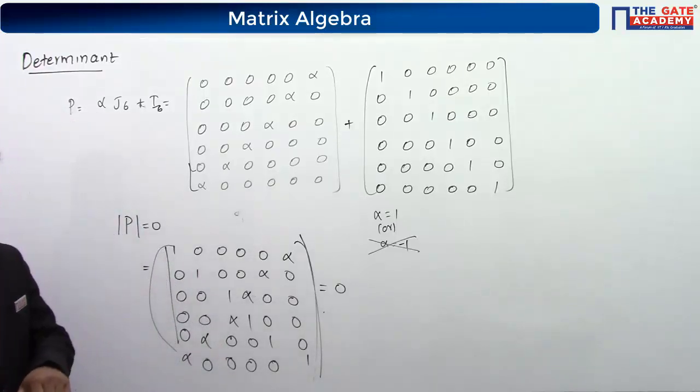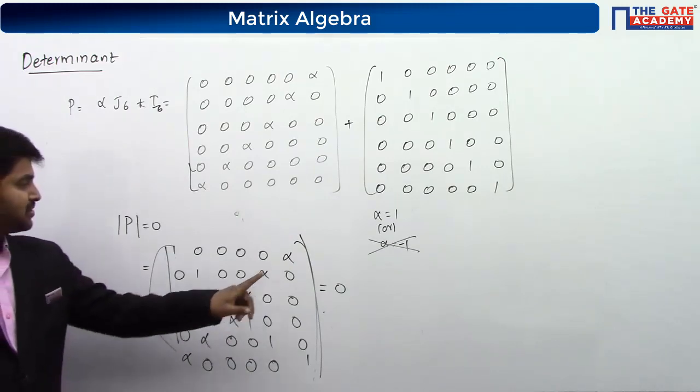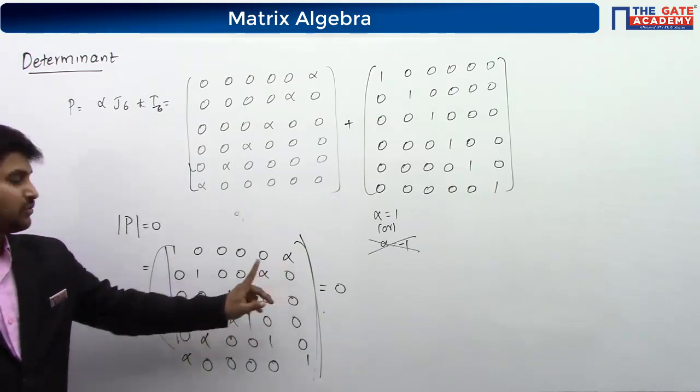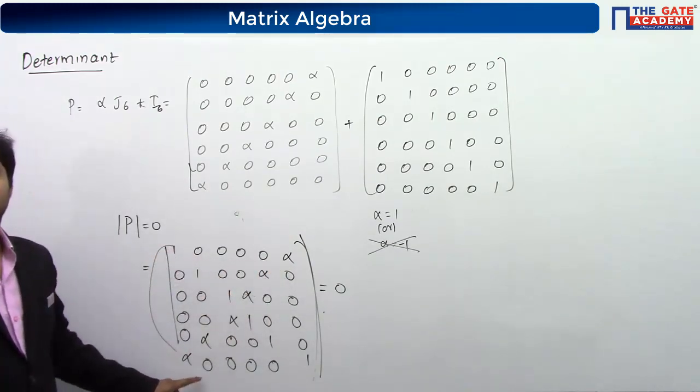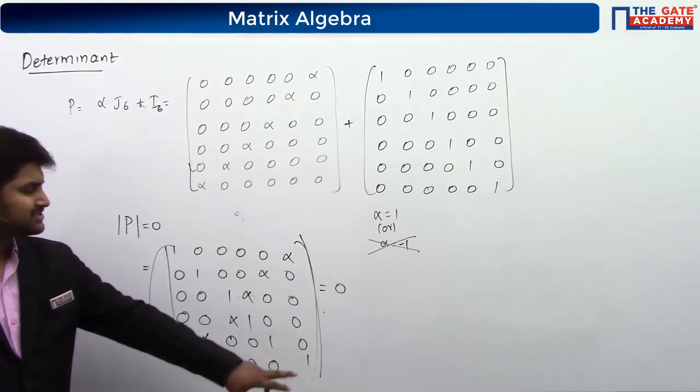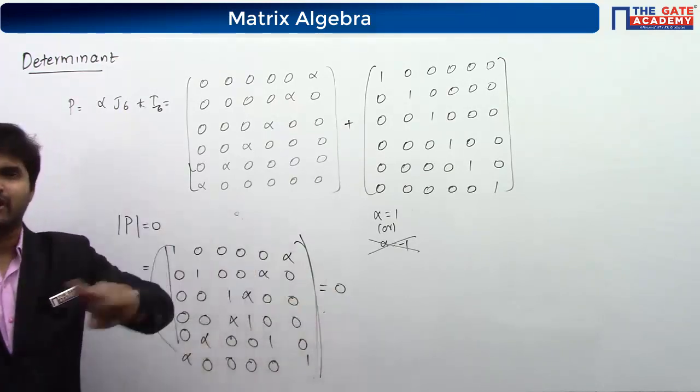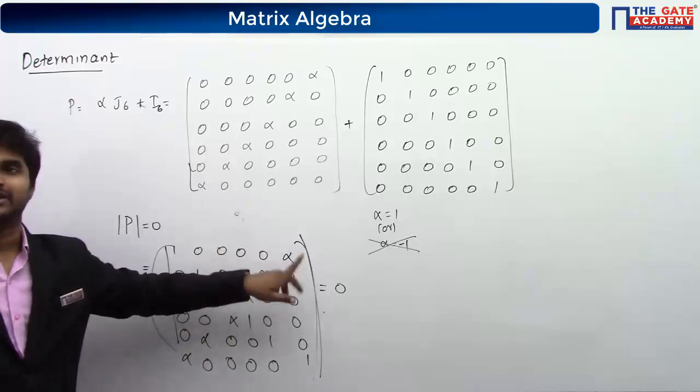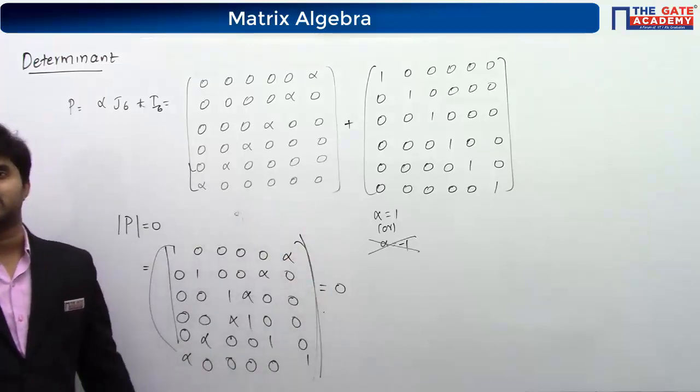See, the reason why we are taking alpha equal to 1 is because once the value of alpha is equal to 1, the first row and the last row are identical, and the determinant becomes 0 because it's already given the determinant is 0. One of the possibilities is that alpha is equal to 1. The other possibility is alpha is equal to minus 1.